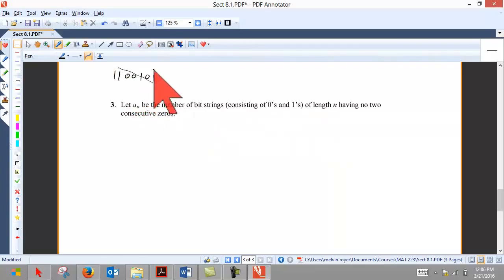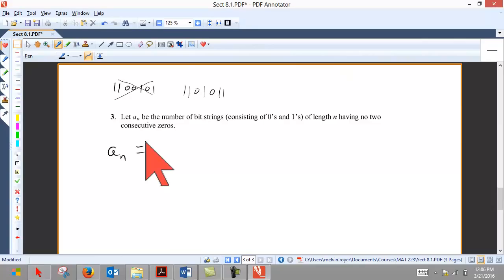So this is not a bit string like the ones I'm trying to talk about, but 1 1 0 1 0 1 1 is an example of a bit string of length 7 that has no two consecutive zeros. So let's try to write down the idea maybe in English first and then translate it into symbols. And I'm trying to write this recursively, which means to go back a step.